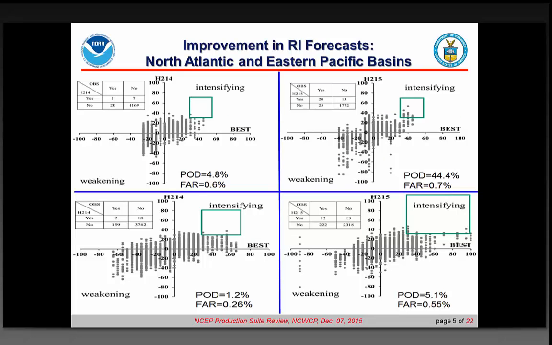But we're also tracking the progress in terms of the probability of detection of rapid intensification from 4.8 to 44% in the Atlantic, a massive improvement. Although not so much, but still there is an improvement in the Eastern Pacific as well from 1.2 to 5%. So that tells us the East Pac is still a major problematic area for predicting the rapid intensification.